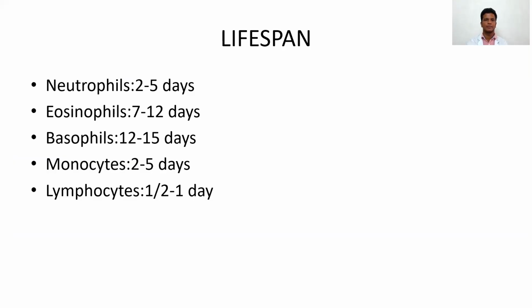Lifespan of WBC: for neutrophils it is 2 to 5 days, for eosinophils 7 to 12 days, for basophils 12 to 15 days, for monocytes 2 to 5 days, and for lymphocytes half a day to 1 day.